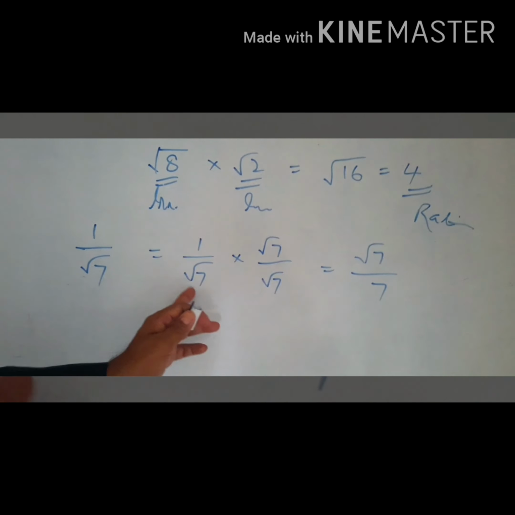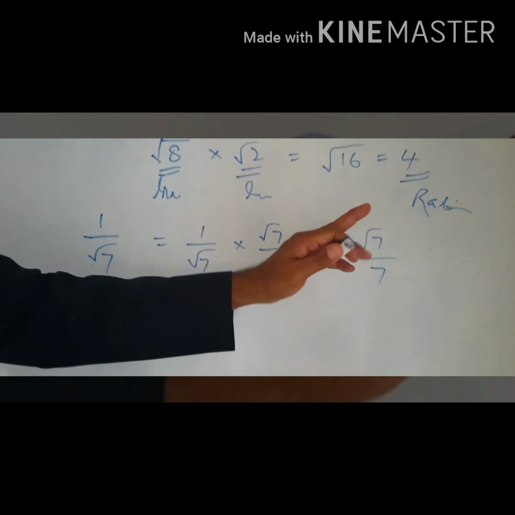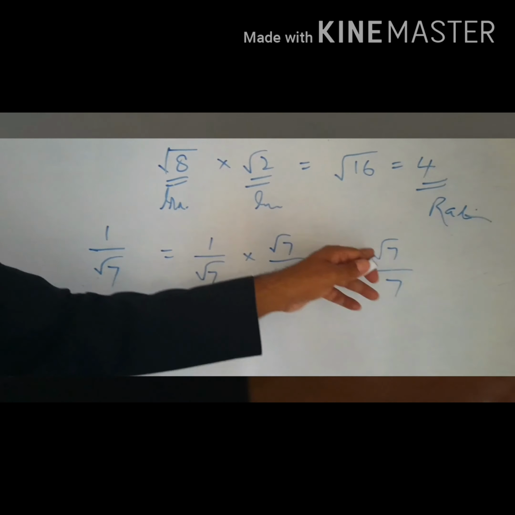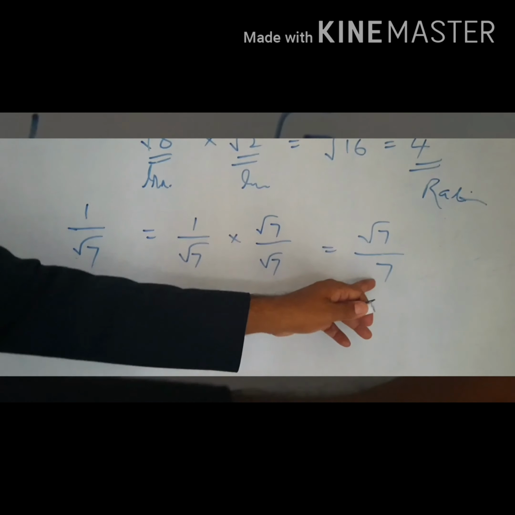Two root numbers multiplied, the root is gone. Now root 7 by 7. This is a rational denominator, irrational numerator. No problem. The denominator we have to rationalize.